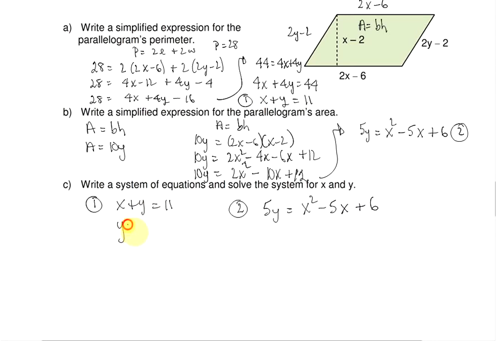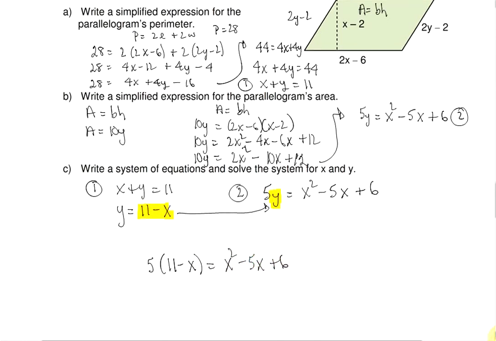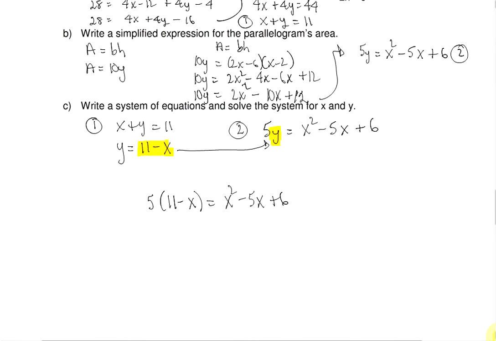So I'm going to go y equals 11 minus x, and I am going to substitute 11 minus x into y over here. And so I will get 5 times 11 minus x is equal to x squared minus 5x plus 6. I'm going to expand the 5.